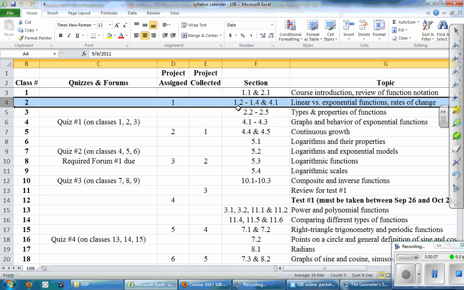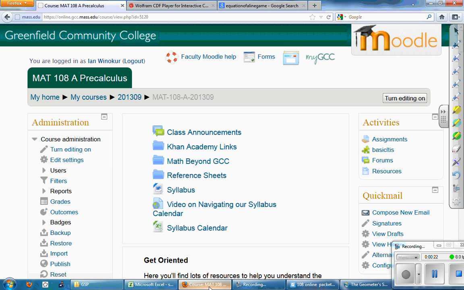Today we're going to cover sections 1.2 through 1.4 as well as 4.1. That's linear versus exponential functions as well as rates of change. One other thing to note about the calendar, project number 1 is assigned today. So let's take a look at how we can find project 1.